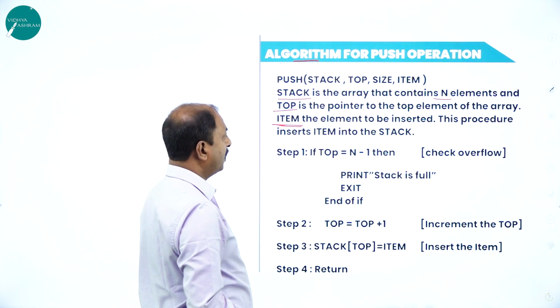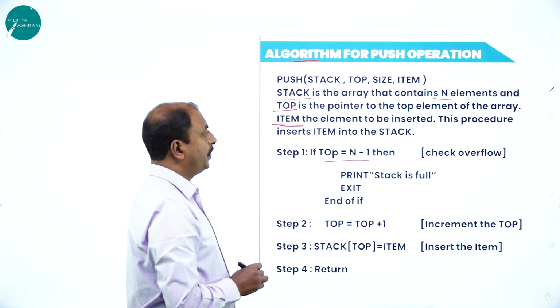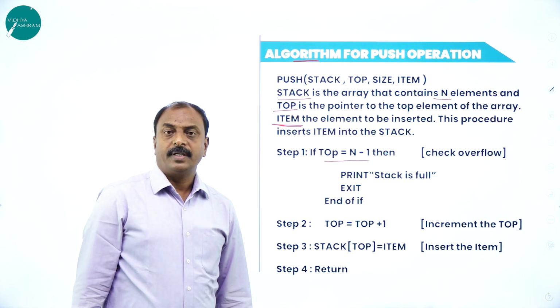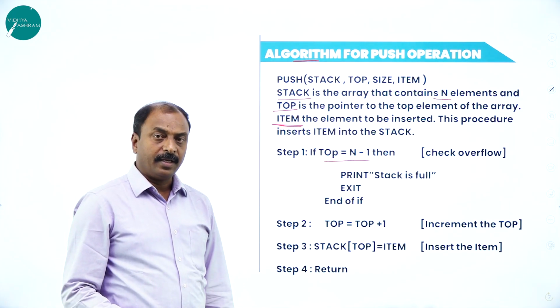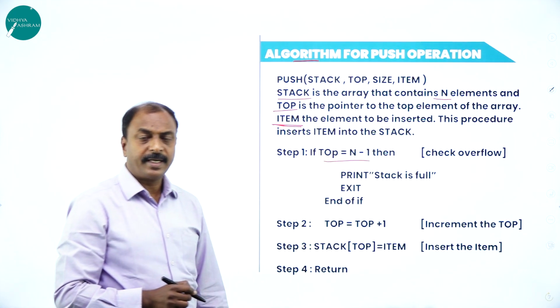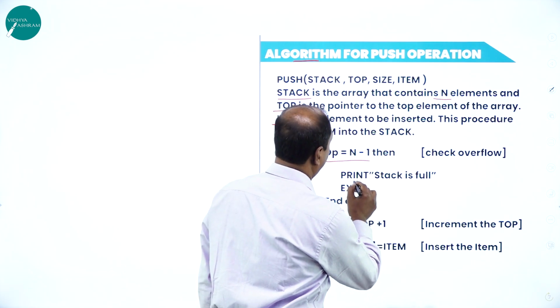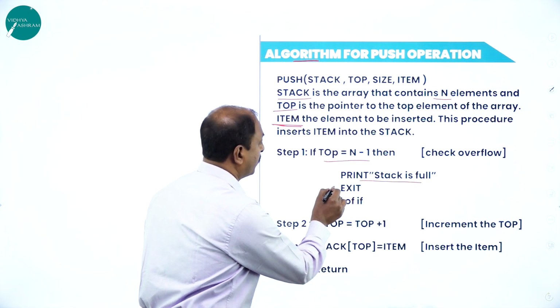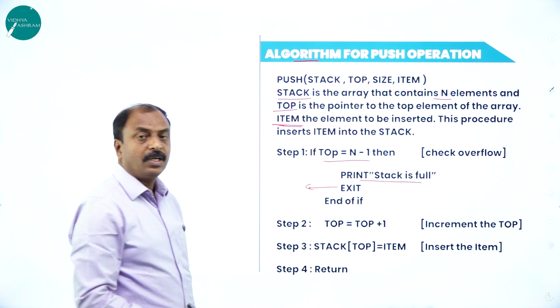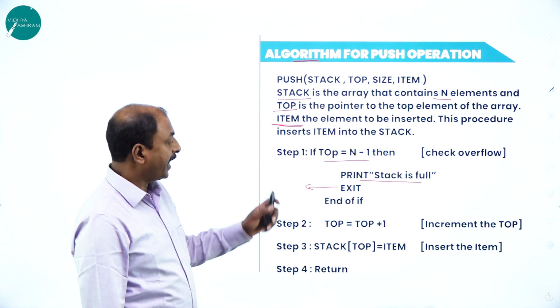Now, in the algorithm, if top equals n minus 1, now we know that n minus 1 is the last index of an array. So if the top points to the last index, that indicates that the stack is full. So we have to print stack is full, and we have to exit, because we cannot insert any more elements into the stack.